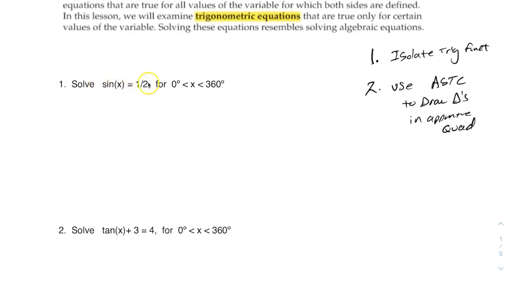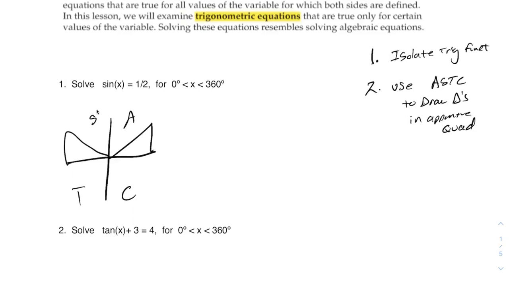Sine equals 1/2 x. So sine is positive. If you use "All Students Take Calculus," my value is positive, so my triangle should be in quadrant A, because everything's positive in quadrant A, and then sine's positive in quadrant 2. So quadrant 1 and quadrant 2. And then step 3, this is where it deviates.